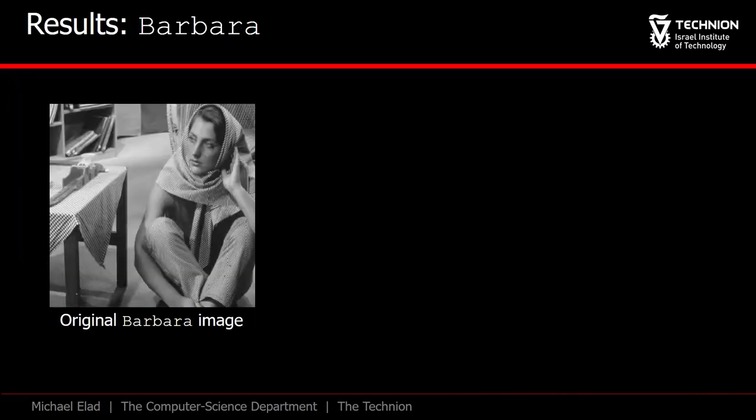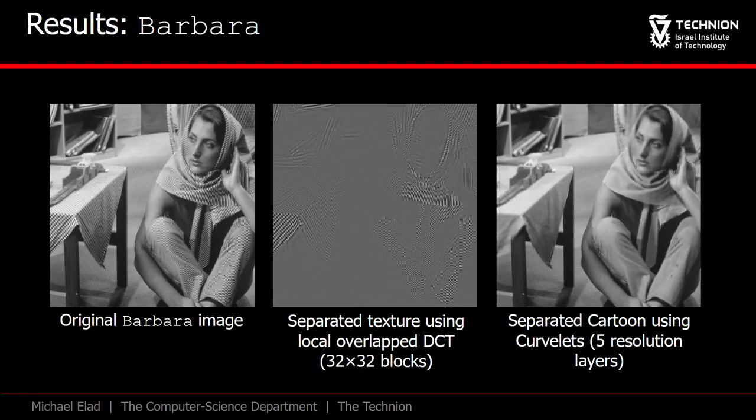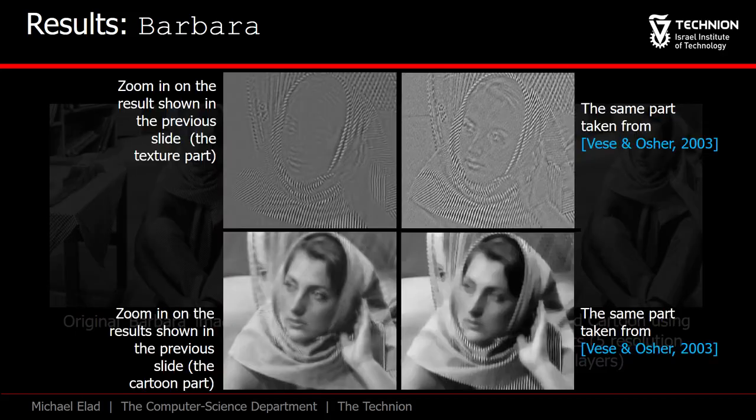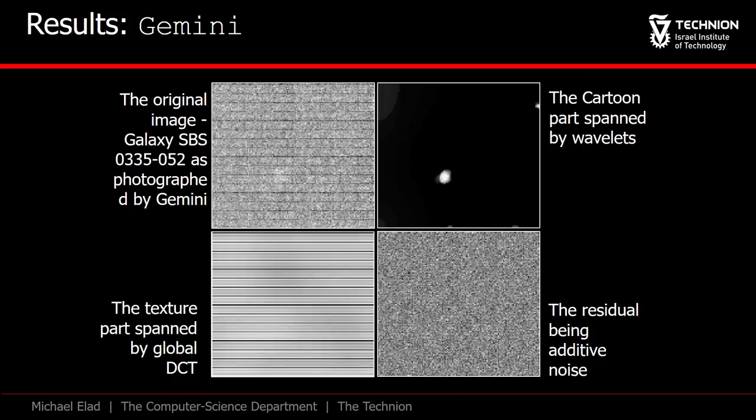Here is the image Barbara, which has very interesting textures in various regions, and here are our results. This time the texture was obtained using a local patch-based DCT, while the cartoon remained with the curvelets. How do these results compare with the variational alternative? We see here two portions of the image Barbara after the separation. The left are the MCA results, while the right ones are created by the variational approach. You can see that in the MCA the separation is more conclusive and more successful.